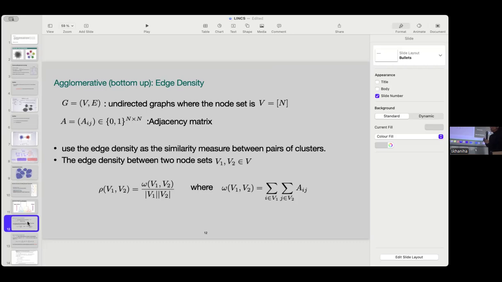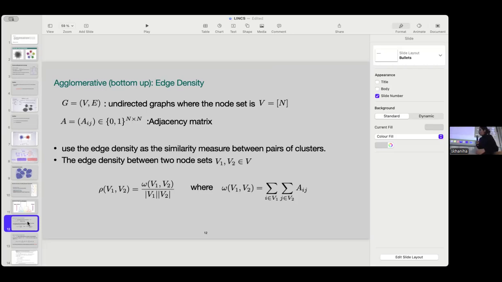A_ij is the adjacency matrix, which gives the connection between the nodes.